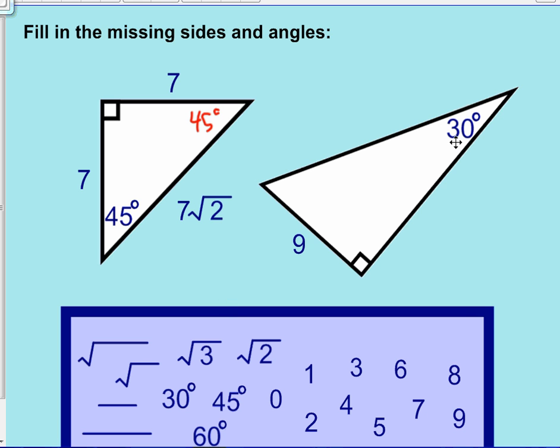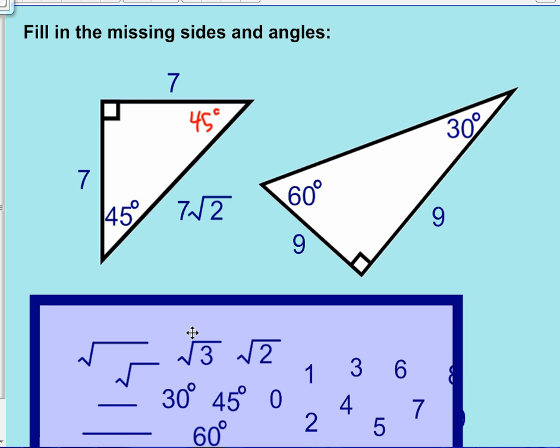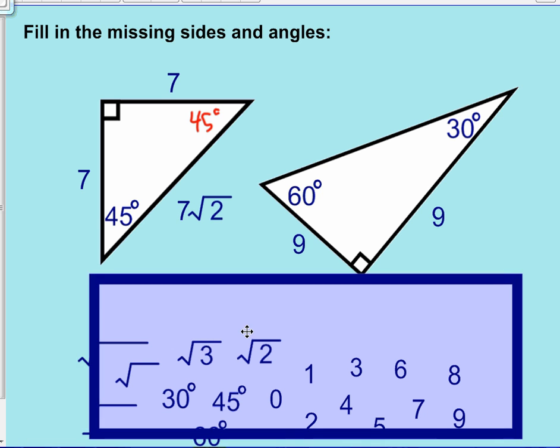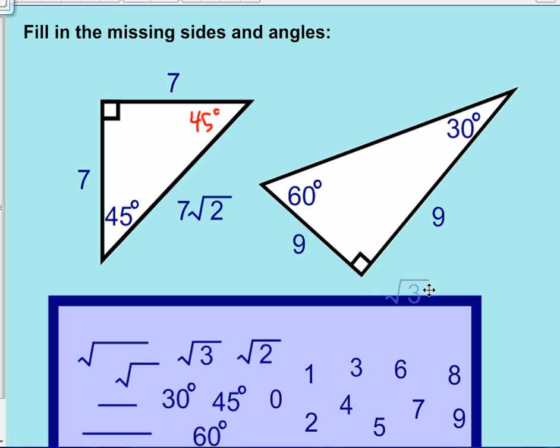We know we have a 30-degree angle and a 90-degree angle. So I can safely assume that this is going to be a 60-degree angle. Okay, then I have to remember what my rules are. So across from a 30-degree angle is x. All right. Across from a 60-degree angle is x times the square root of 3. In this case, it is 9 times the square root of 3.